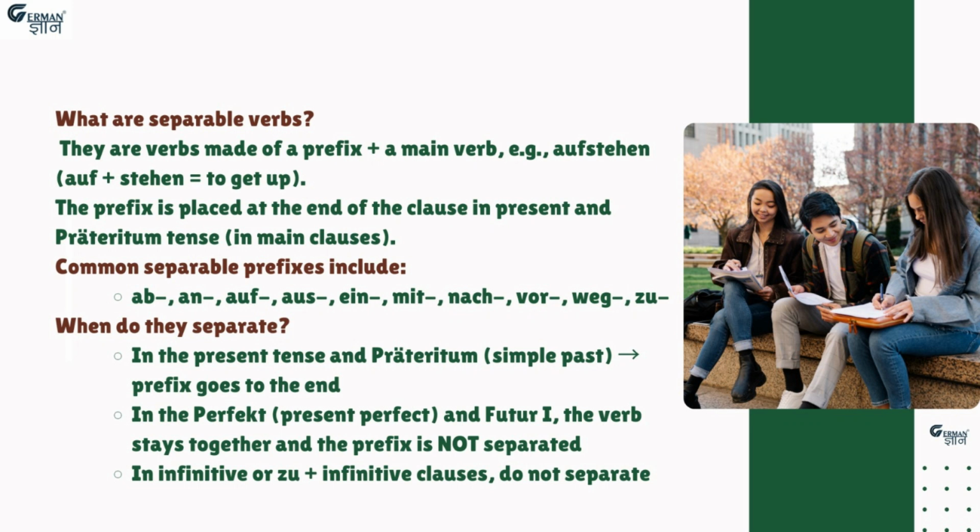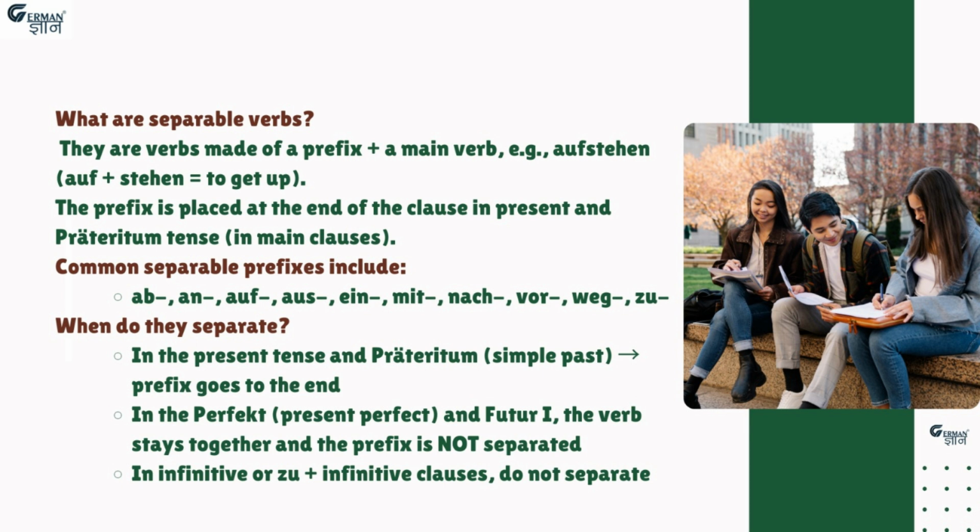Separable verbs are the verbs that are made of a prefix and a main verb. For example, aufstehen. In this verb, the verb is made up of auf plus stehen, where auf is the prefix and stehen is the main verb, which means to get up. So the prefix is placed at the end of the sentence in present and Präteritum tense, means in the main clause. That means whenever you use a separable verb, always remember that your main verb will get conjugated at the second place and your prefix will go at the end of the sentence.